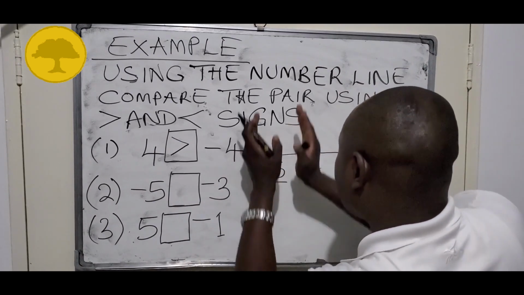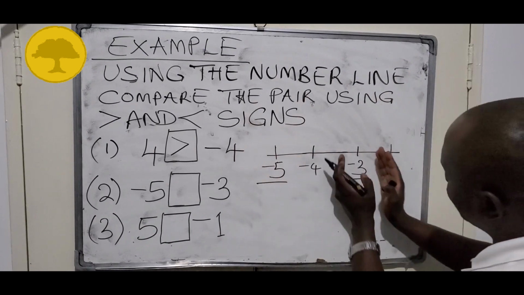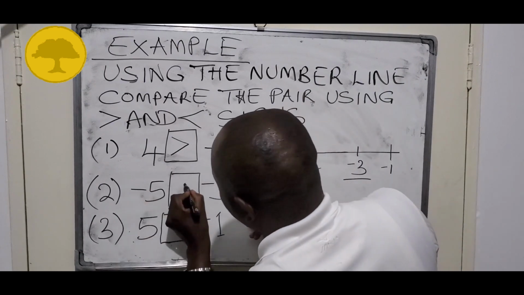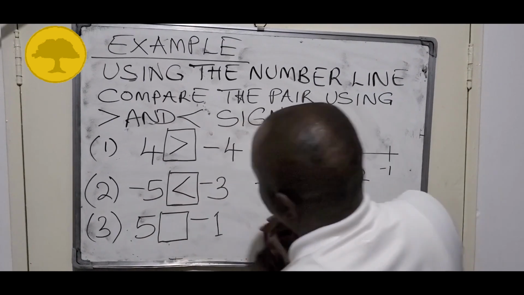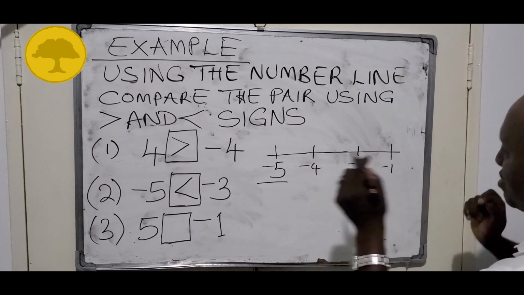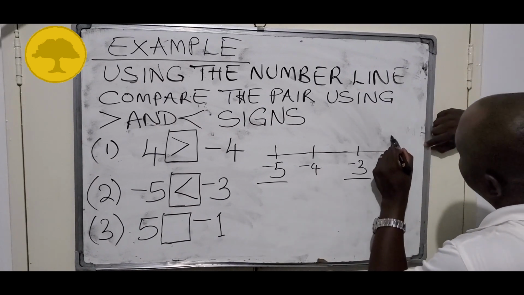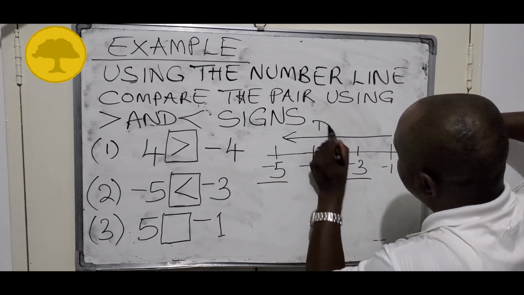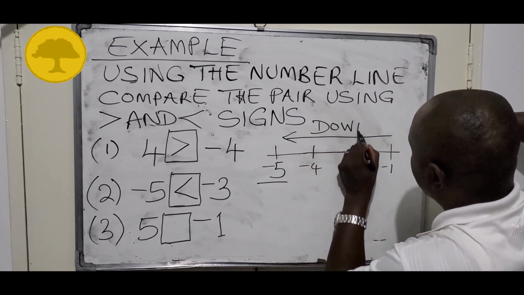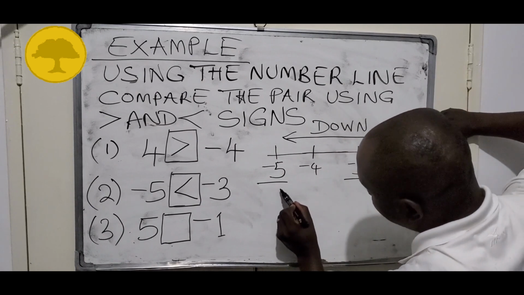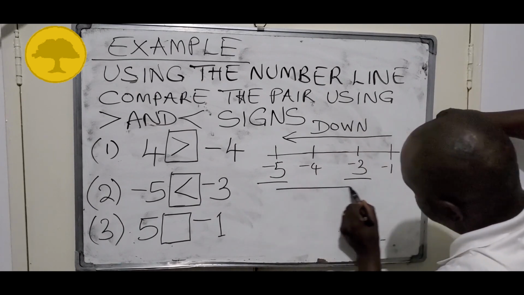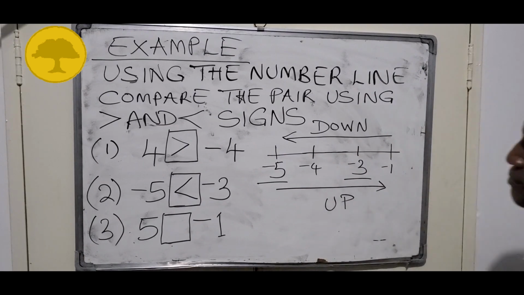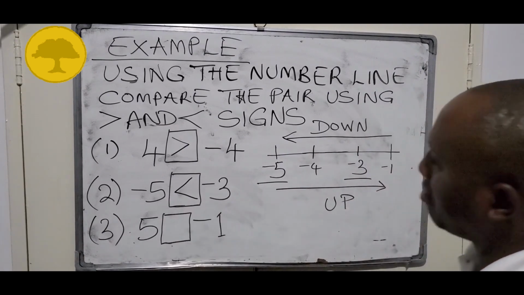So when a number is on the left hand side of a number that you are making reference to, then definitely this number should be what? Less than. Because we said as you start moving from the right to the left, the values go down. If you start moving from the left to the right, the values go up. So this basically answers our question.